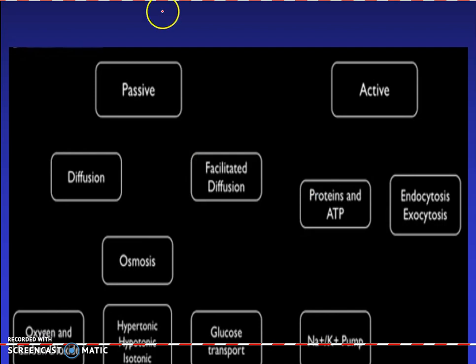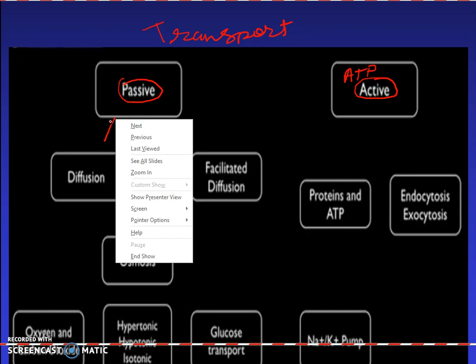So there are two types of transport: passive and active. If you look at passive, what does that mean? In passive transport, there is no energy required. And in active, it requires energy in the form of ATP. So passive is of two types. One is diffusion.